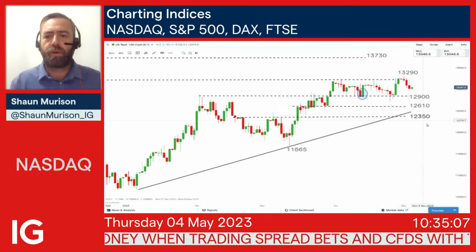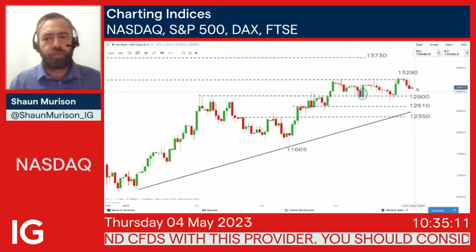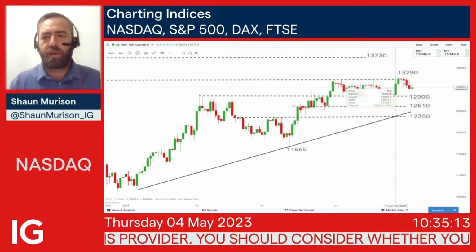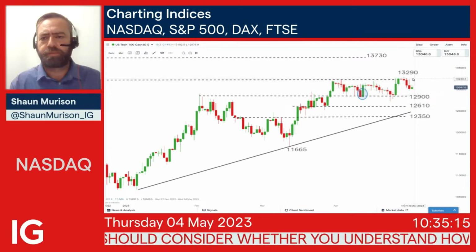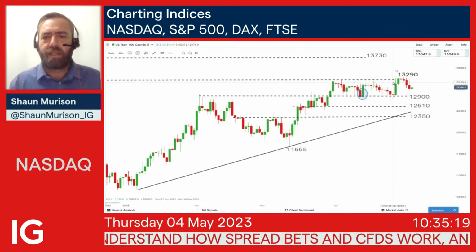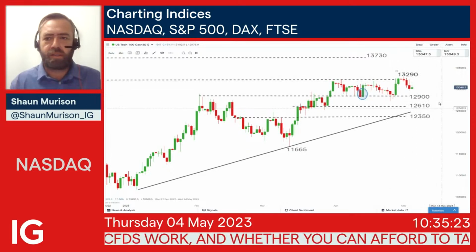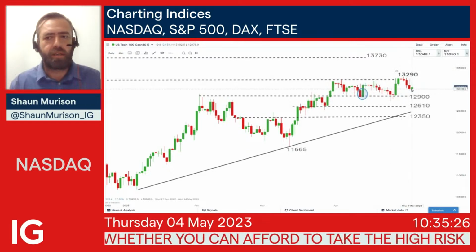Trend is up, although in the short term, we are trading in a bit of a range-bound environment. So same principle is applying here. We have pulling back from resistance, that resistance sitting about 13,290. Our next level of support is sitting about 12,900. So we're going to see where this pullback does end.